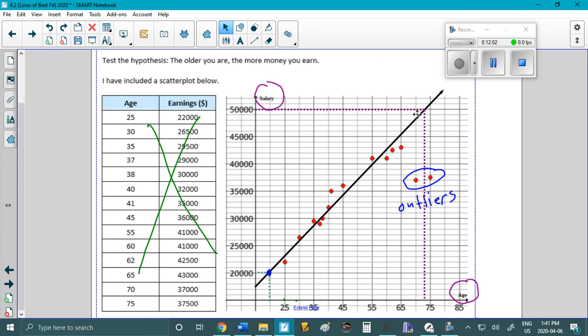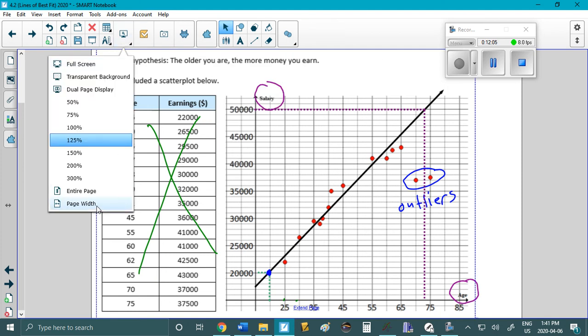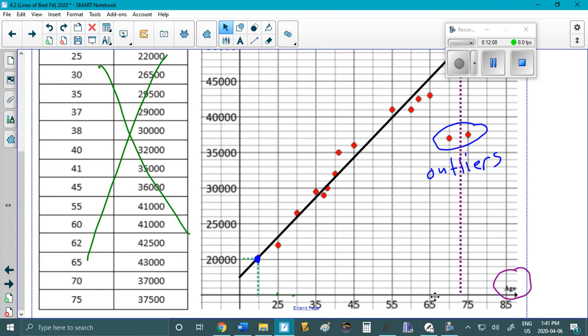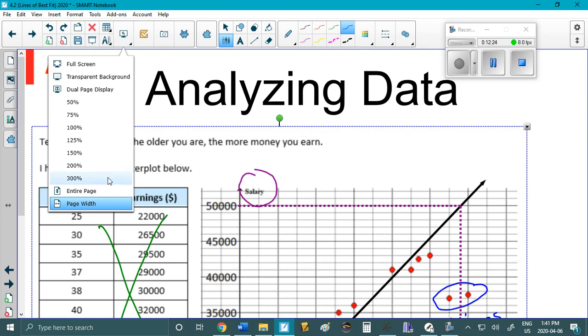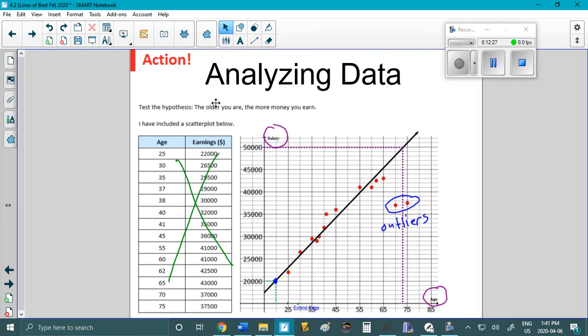Okay, so 50,000. I come down here. I'm going to zoom in. So this is 65, 70. That's 75. That looks like about 73. Okay? So I'm going to say here that that is about 73 years old. Now again, you might say, well, that doesn't make sense because older people are making less. But based on our line, that's where we would expect them to be. So if those people continued to work and didn't retire, this data suggests that's where they would be. And again, this isn't perfect, right? None of this stuff is perfect. Okay, so that's the answer to that one.